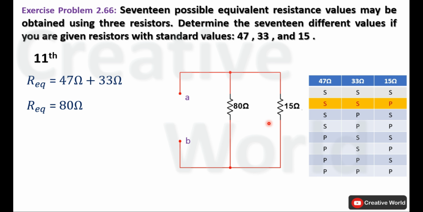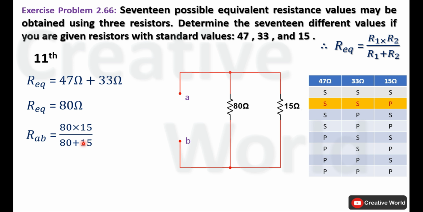Now we will replace these two resistances with a single resistance having the value of 80 ohm. Now these two resistances are converted into parallel connection. We will use this equation to calculate their equivalent resistance. R1 will be 80 ohm and R2 will be 15 ohm. Place values inside the equation. Product of 80 and 15 will become 1200 and sum of 80 and 15 will become 95. Divide 1200 with 95. RAB will be equal to 12.63 ohm.